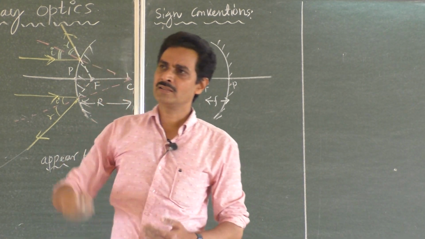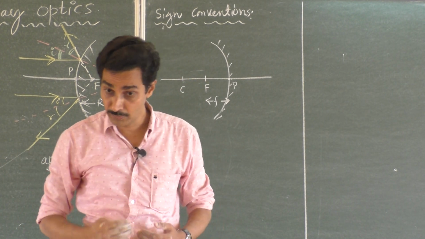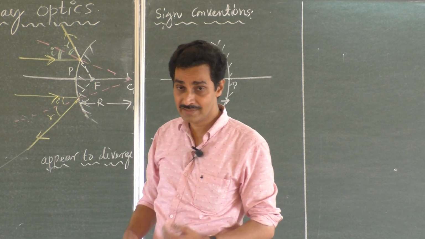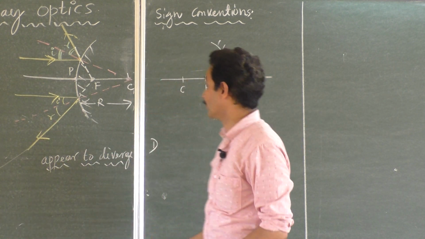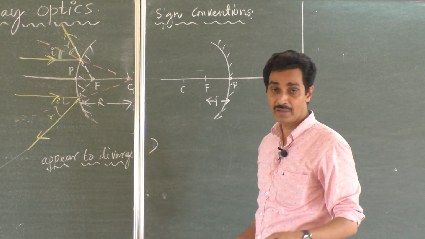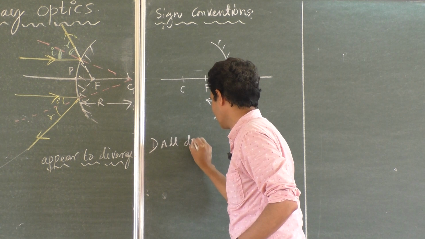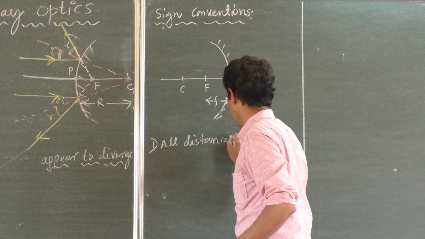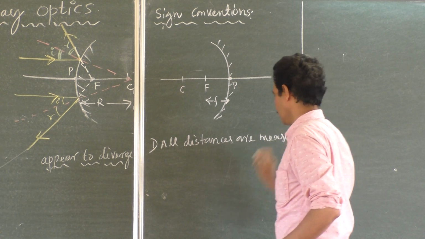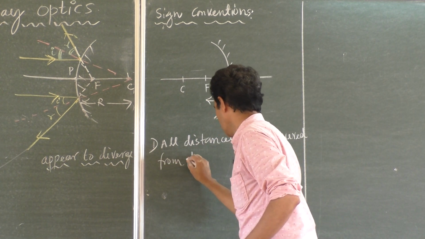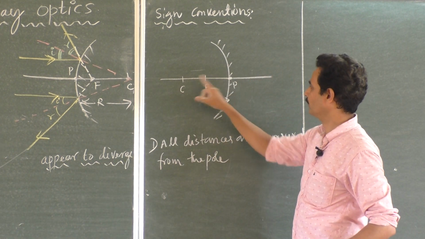Suppose you say such and such a town is at 75 kilometers. What do you mean by that? From your reference point. Your place is the reference point. From here 75 kilometers, from here 100 kilometers. Similarly, every time you have to measure from the pole of the mirror. So all distances are measured from the pole. This is not over.